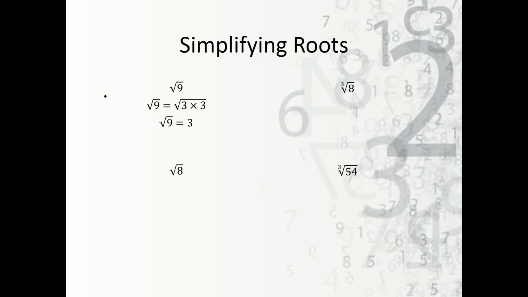Now let's look at the cube root of 8. Well, 8 is really 2 times 2 times 2. So it is a perfect cube because it's 2 3 times, right? So it's 2 to the 3rd power. So we can pull that out, and our answer then would be 2.